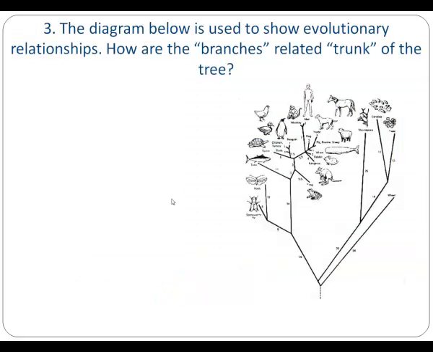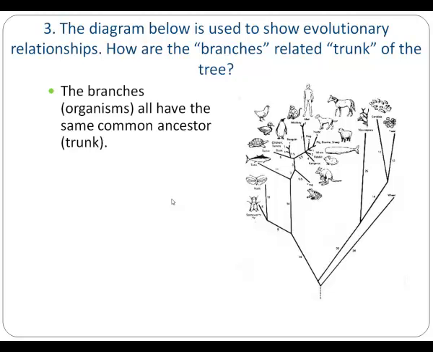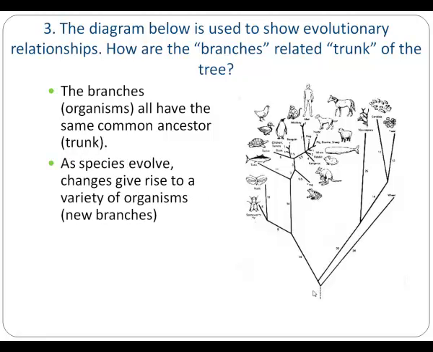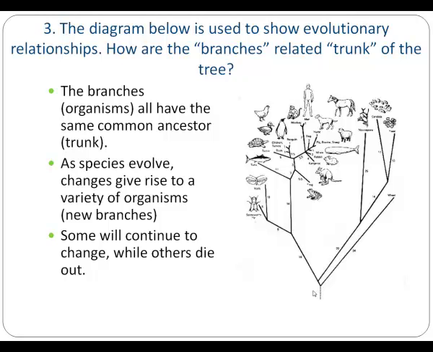The diagram is used to show evolutionary relationships. How are the branches related to the trunk? So the branches, all these organisms up here, all have the same common ancestor down here at the trunk. As these different species evolved, they may change to give rise to new species and new organisms, new branches, or they may die off. So at each branch, each intersection, there's some key difference between that organism and the ones that came before it.